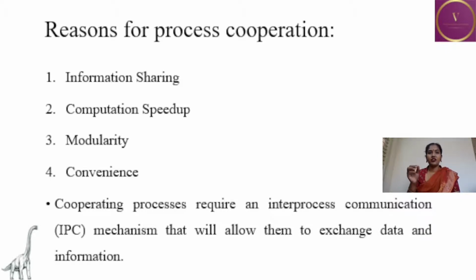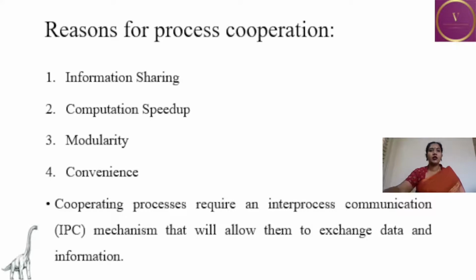So this is one of the reasons why we need process cooperation, because all the subtasks need to communicate with each other. Subtasks will invariably have different processes, right? So all the processes of all the subtasks need to communicate with each other in order to complete the main task. That is one of the reasons why we go for process cooperation, in order to increase the computation speed.